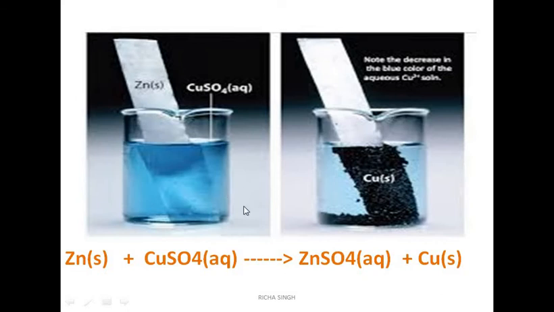Some more reactions. What will happen if you put zinc plate in copper sulfate solution? Again, the blue color will turn colorless. Why? Because zinc is more reactive than copper. Therefore, it will displace copper from its salt solution and it will become zinc sulfate and copper will be formed.